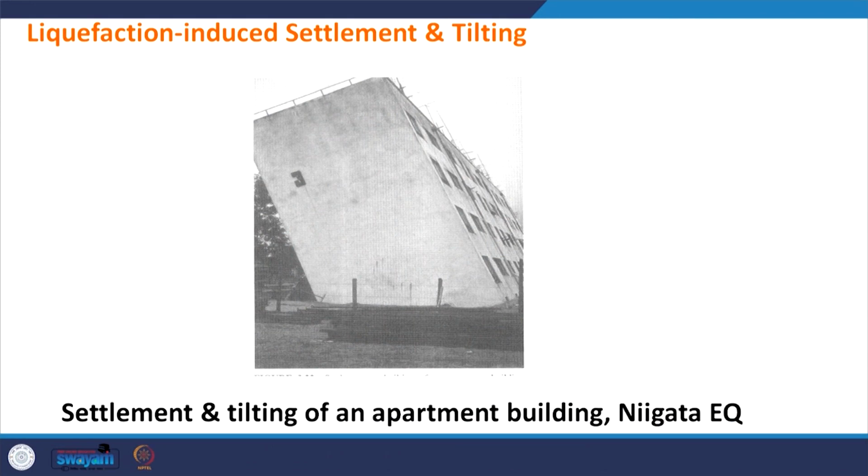This slide is also from the Niigata earthquake, and this building got settled as well as tilted due to liquefaction induced settlement. This is an apartment building in the Niigata earthquake. So, you could see that the building is standing, though it got settled as well as tilted, and this was the result of the foundation failure during this earthquake, and this building could collapse at any time.